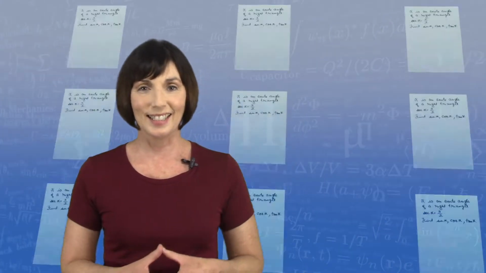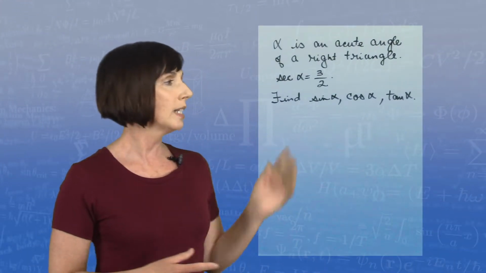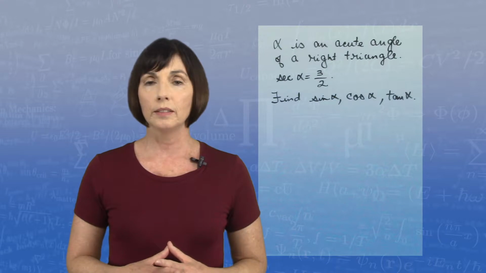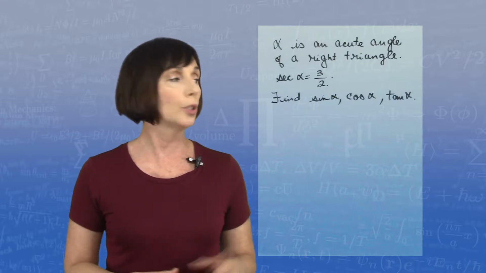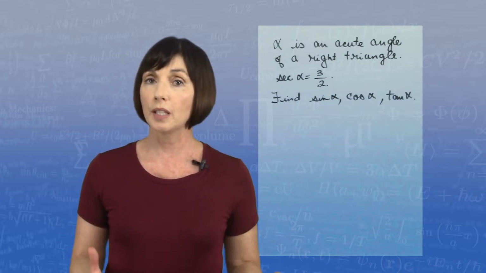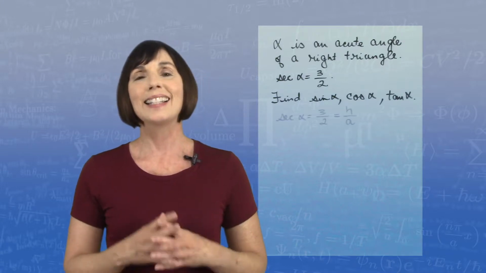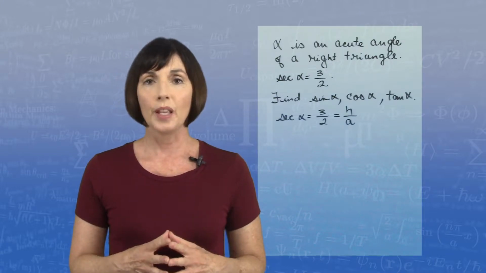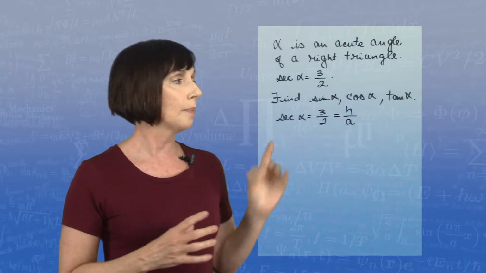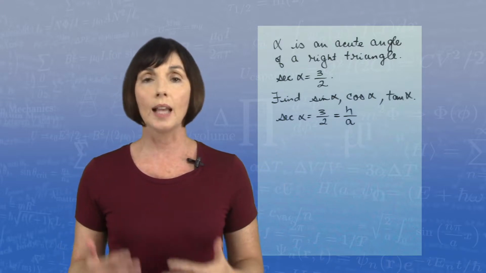Okay, let's take a look at an example. Alpha is an acute angle of a right triangle. The secant of alpha is equal to 3 over 2. Find the sine, the cosine, and the tangent of alpha. All right, the secant of alpha is 3 over 2. That's equal to the length of the hypotenuse divided by the length of the side adjacent.